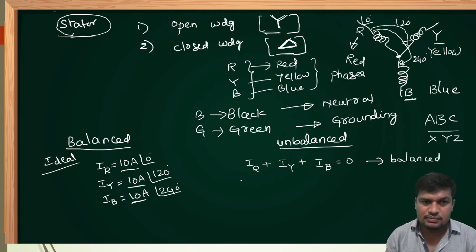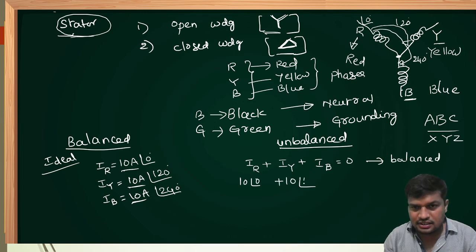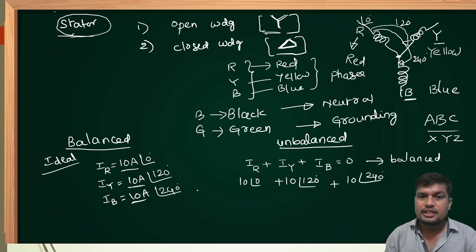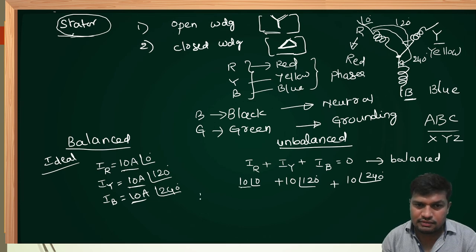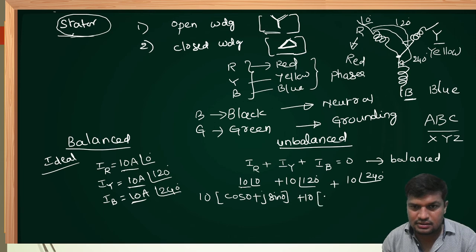How, we will see right now. R phase current is 10 at an angle 0, Y phase current is 10 at an angle 120 degrees, B phase current is 10 at an angle 240 degrees. If the sum of these three currents is 0, then we can say the system is under balanced condition. Now convert this polar form into rectangular form: 10 multiplied by cos 0 plus j sin 0, 10 multiplied by cos 120 plus j sin 120, 10 multiplied by cos 240 plus j sin 240.